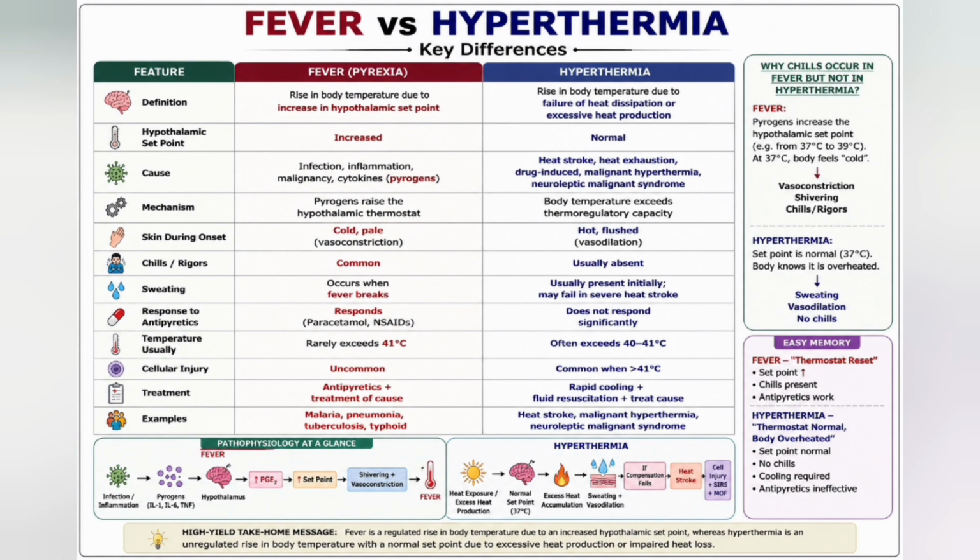Chills and rigor are common in fever while they are usually absent in hyperthermia. Fever usually responds to antipyretics, while in hyperthermia there is no response to antipyretics. Temperature rarely exceeds 41 degrees Celsius in fever or pyrexia, while it often exceeds 41 degrees Celsius in hyperthermia. Treatment of fever includes antipyretics and treating the cause, while in hyperthermia it includes rapid cooling, fluid resuscitation and treating the cause.